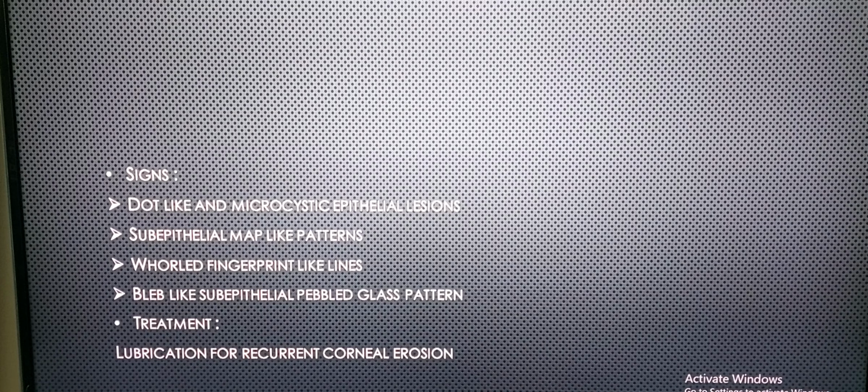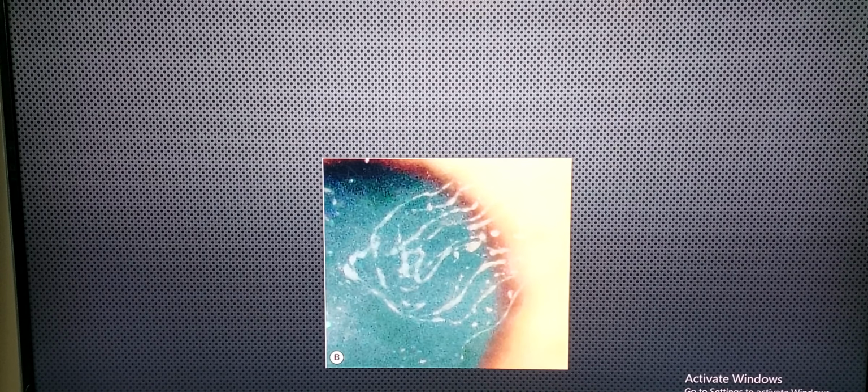Signs are dot-like and microcystic epithelial lesions. There can be a subepithelial map-like pattern, fingerprint-like lines, and a bleb-like subepithelial pebbled glass pattern. The treatment is lubrication for recurrent corneal erosion. This figure shows a fingerprint-like pattern of the dystrophy, and this shows a subepithelial map-like pattern.